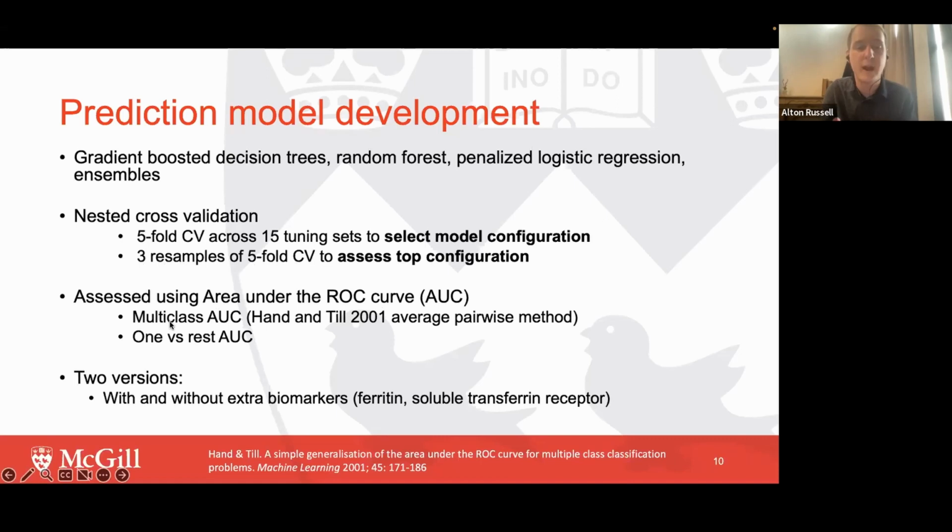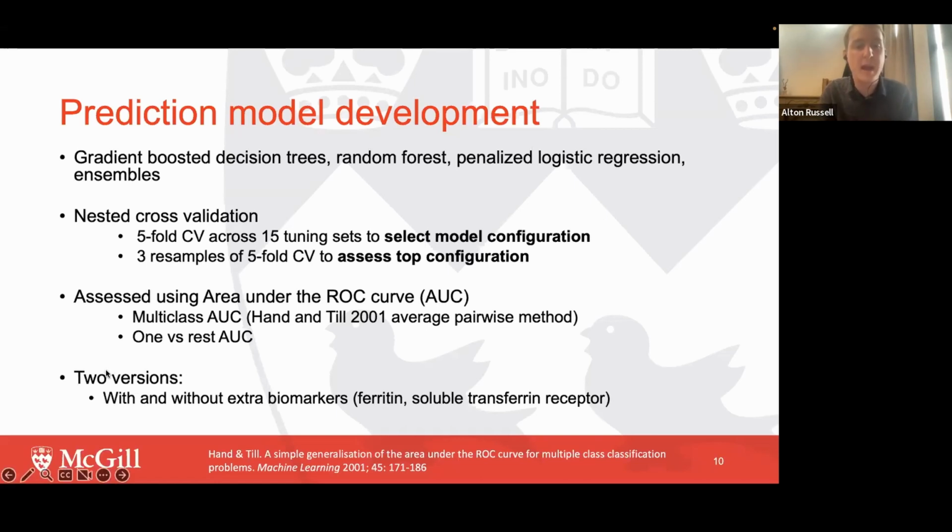Because we have 4 outcomes, we can't use the traditional binary one, but there's this multi-class area under the ROC curve method that uses pairwise averaging, as a simplistic way of putting it. And we also can assess performance with 1 versus rest area under the ROC curve. That's basically, I pick 1 outcome, say a low iron donation, and I see how well the model predicts that one versus the other 3, which tells you which outcomes it does better at discriminating versus the others.